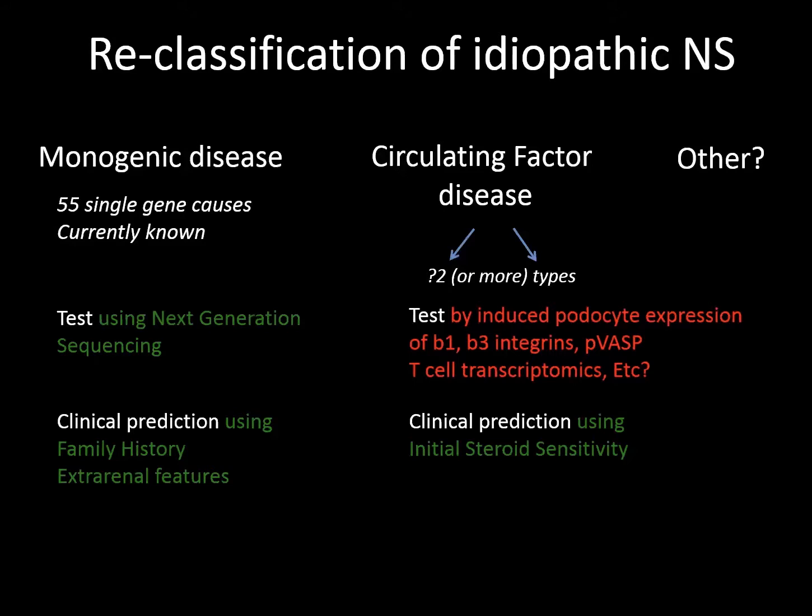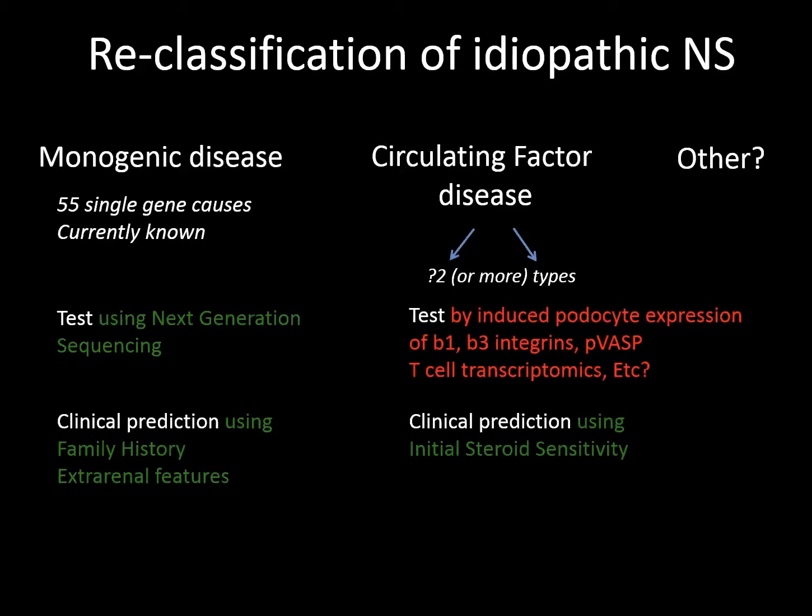As I say, there could be two or more types. You can sift those out using your initial steroid sensitivity if they happen to have that phenotype, but clearly there are patients who don't have that phenotype. And so you need a more biological test, we think, a blood test.